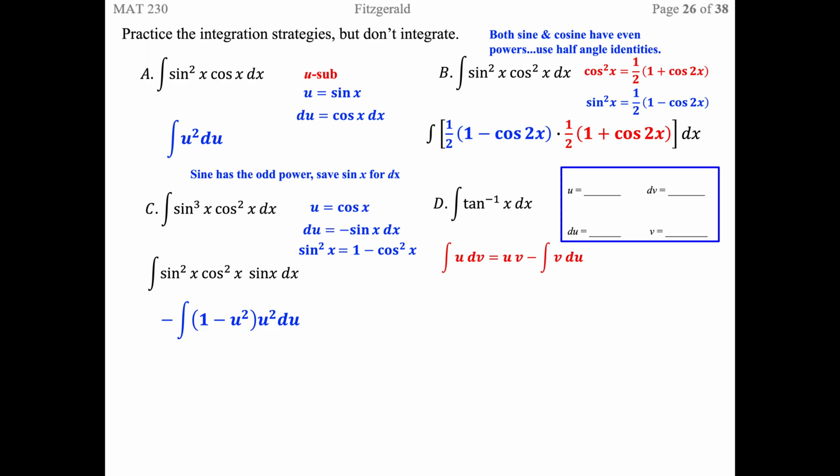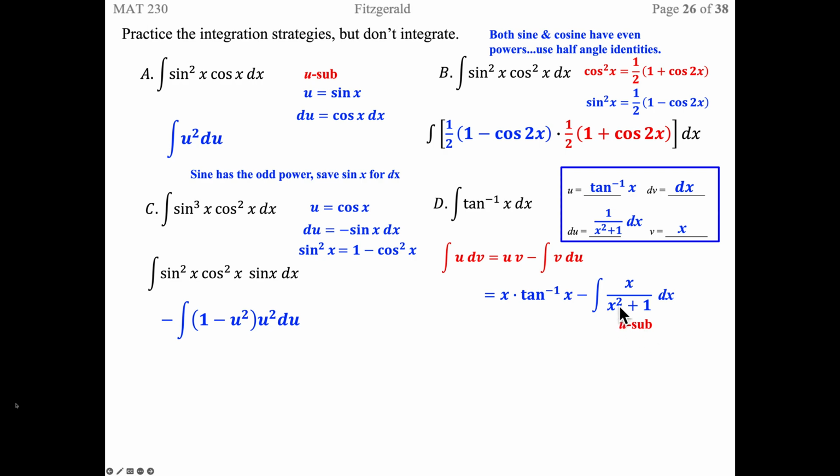Integrating the inverse tangent of x dx, this is going to be an integration by parts. So the inverse tangent of x is my u. dx is my dv. If you take the derivative of the inverse tangent of x, you'll notice on your sheet that it is 1 over x squared plus 1 dx. And if we integrate dx, we're just going to get x. So integration by parts: x times the inverse tangent of x minus the integral of x over x squared plus 1 dx. And now you can do a u substitution.